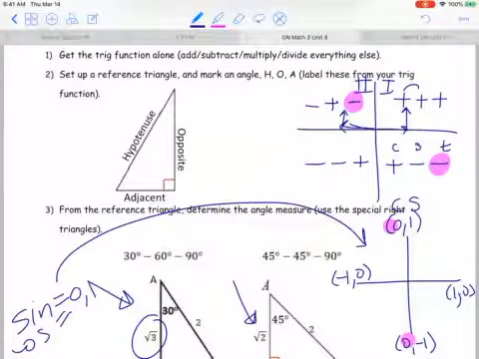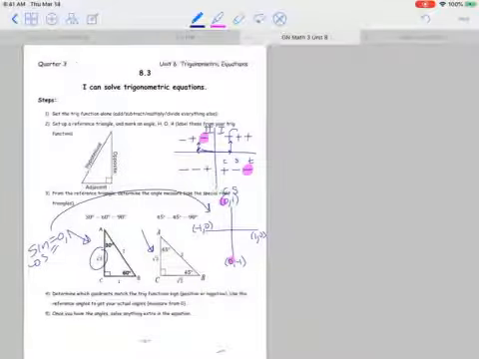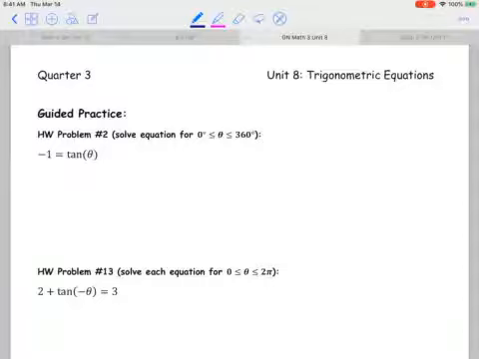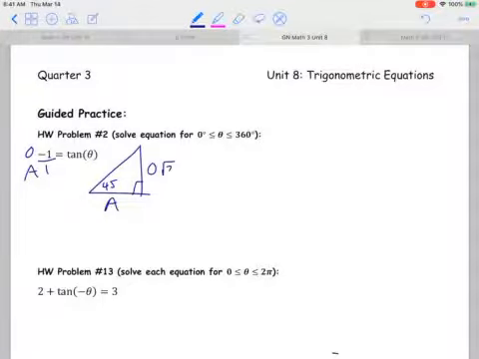It's better when you actually see a practice problem. If you look here, we want to get that tangent alone, and it's already alone, and we're looking for negative 1. But that's not a fraction, so I'm going to put it over 1. Looking back at my triangles, the 45 was the only one that had O and A as the same. Remember, that was radical 2 and radical 2. They're the same, which means 1 over 1.